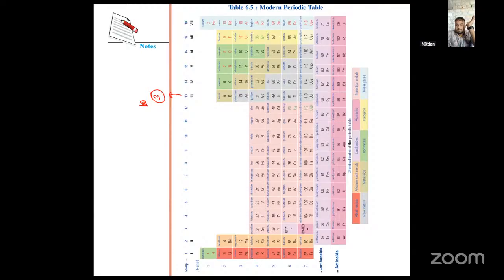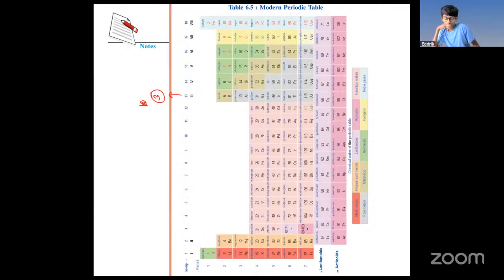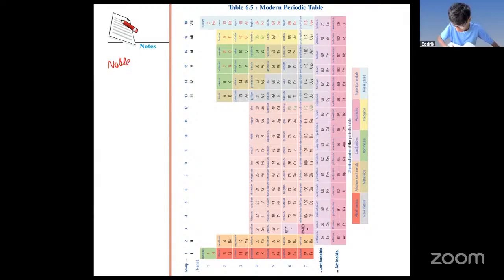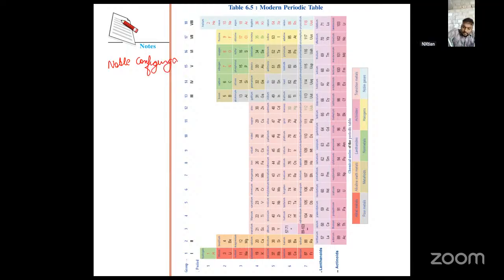Did you remember? Yes, Miracle? I know the octet rule. Okay, so the octet rule means they need to have 8 electrons in the outer shell. So we learned about noble configuration. Noble configuration is the state every atom wants to reach, because it leads to stability, and every atom wants to be stable. Noble configuration can be achieved by the duet rule or by the octet rule.